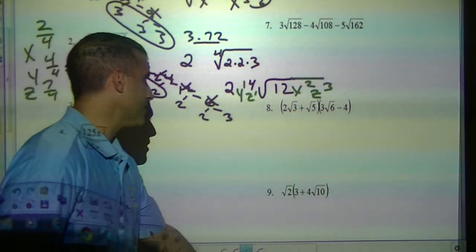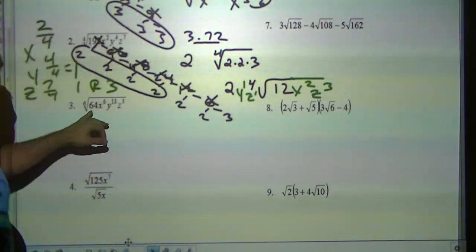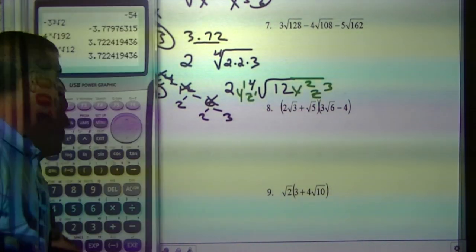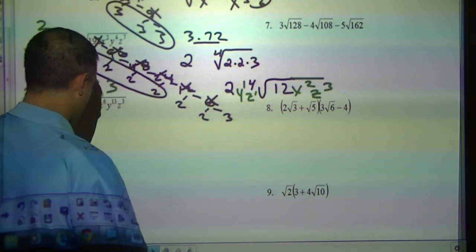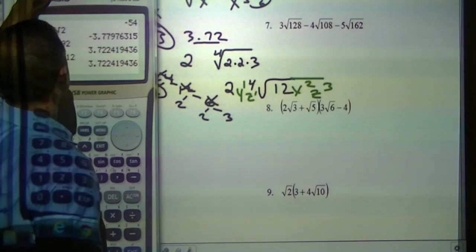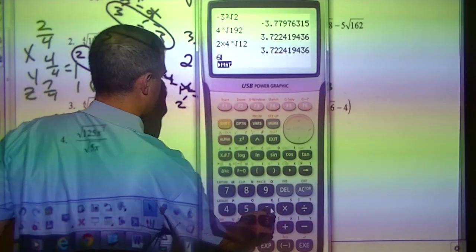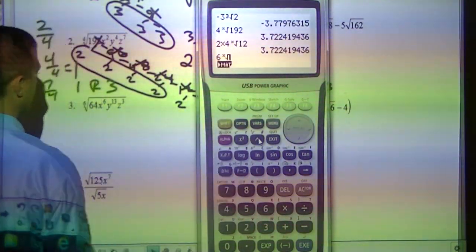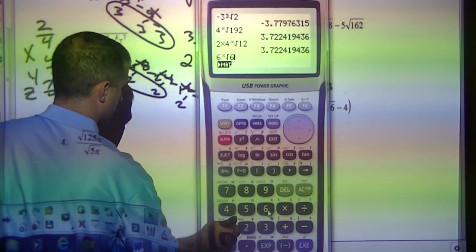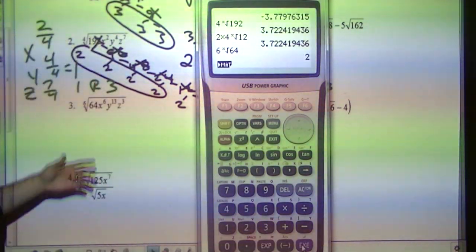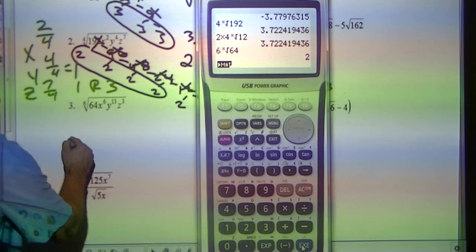All right? That's my answer. Moving on to this one. 6th root. So how are we going to do that? Well, we're going to type 6 shift 64, and it tells me it's 2 now, so that saves me a lot of time right there.